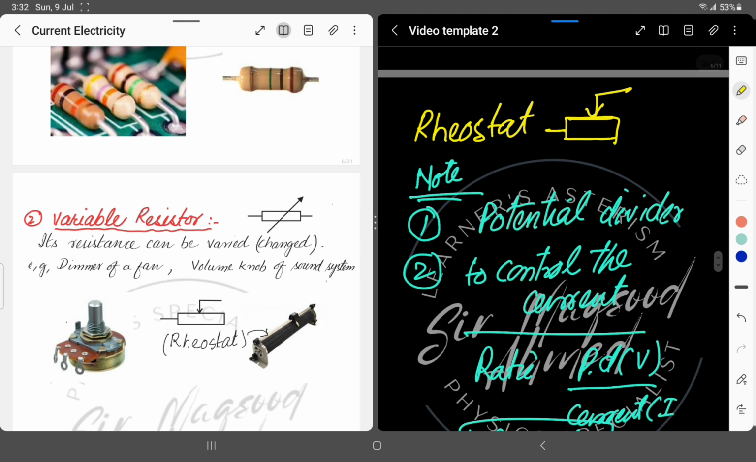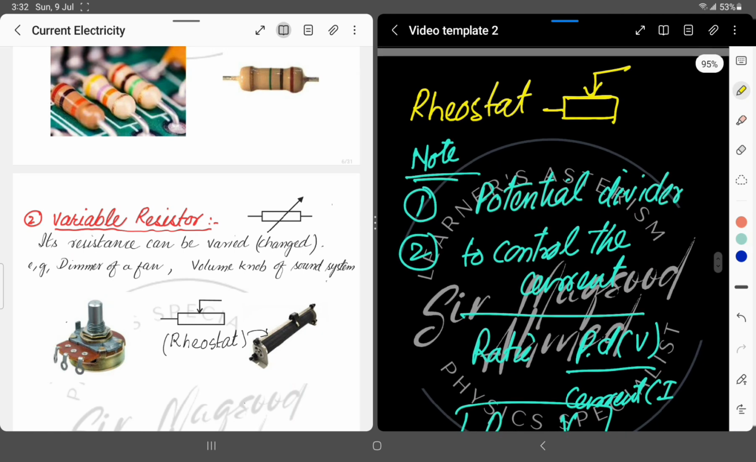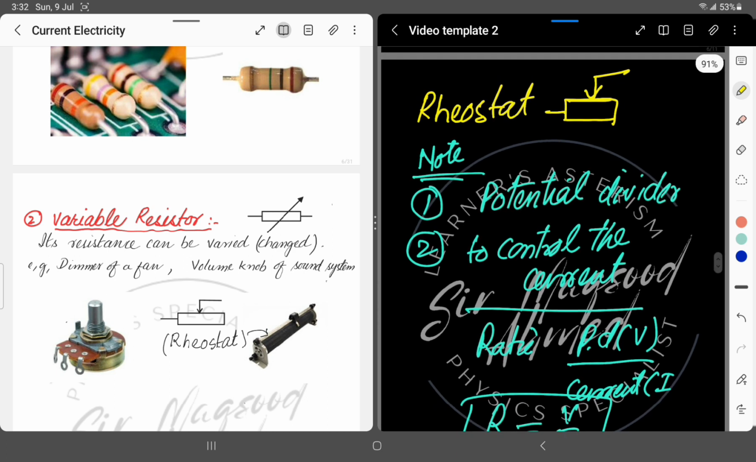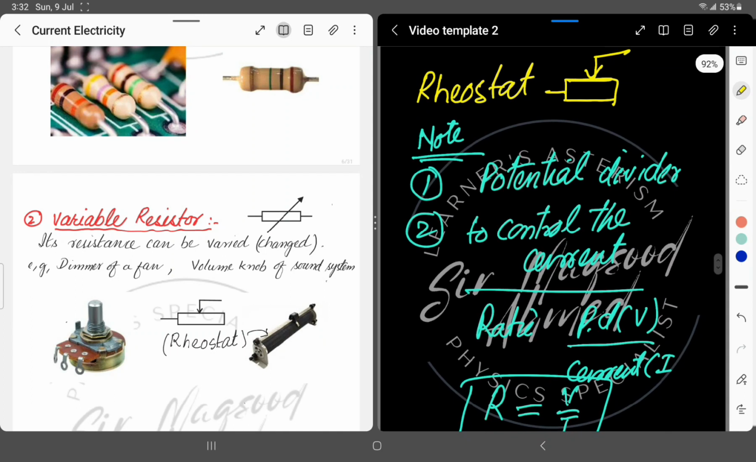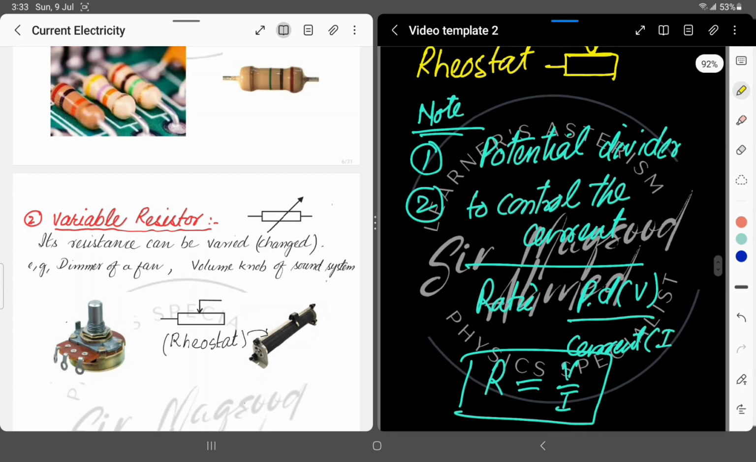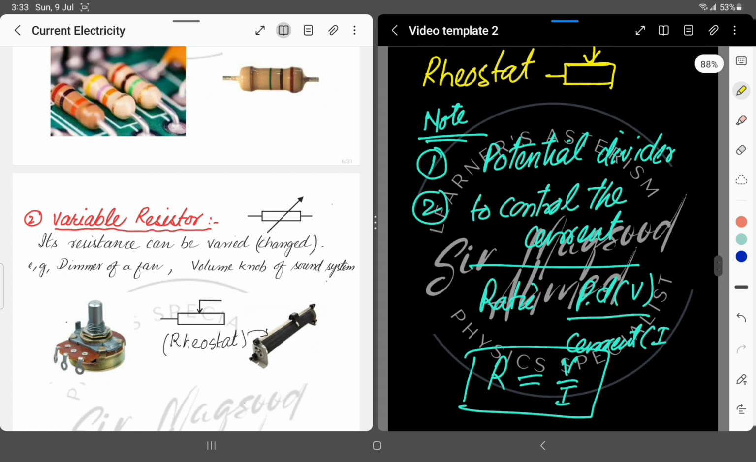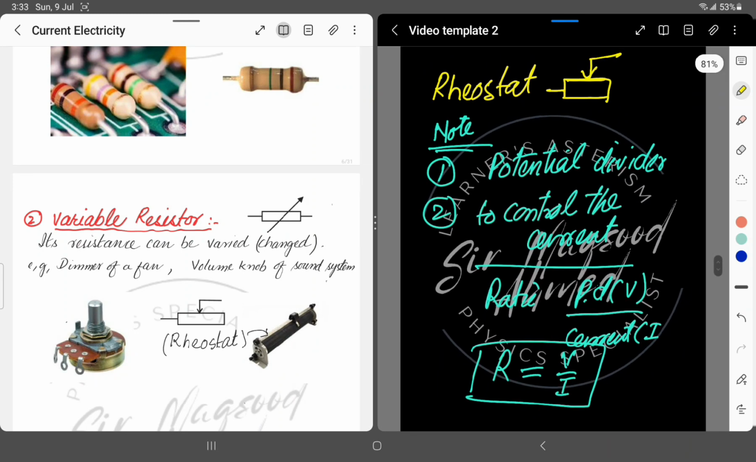According to Ohm's law, the resistance of a resistor can also be defined as the ratio between the potential difference across that resistor and the current passing through that resistor. So we can say that the resistance of a resistor is equal to V over I.